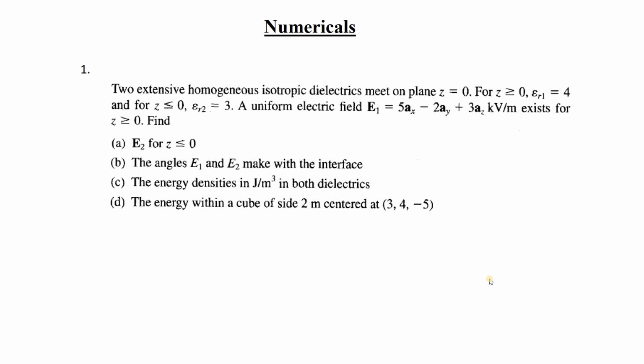Now let us go for some numericals. Since the explanation part is over, let us see the application, or the numericals related to these boundary conditions. So how to utilize these boundary conditions? You can see this particular numerical. It is told that 2 extensive homogeneous isotropic dielectric mediums are there, and they meet at a plane where z equals 0.